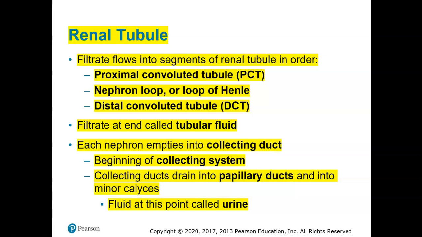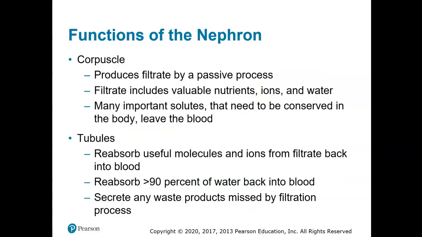And the collecting system would be, after the DCT, the tubular fluid enters the collecting duct and the papillary ducts. Once the fluid leaves the papillary ducts and enters the minor calyces, it is now called urine. So it's got three names: filtrate, tubular fluid, and urine. It's called filtrate the entire time that it's in the nephron. It's called tubular fluid when it's in the collecting system, the collecting duct and the papillary ducts. And it's called urine when it enters the minor calyces.